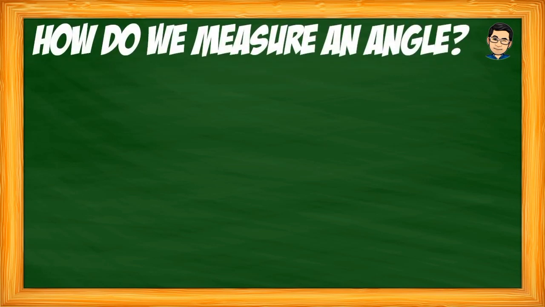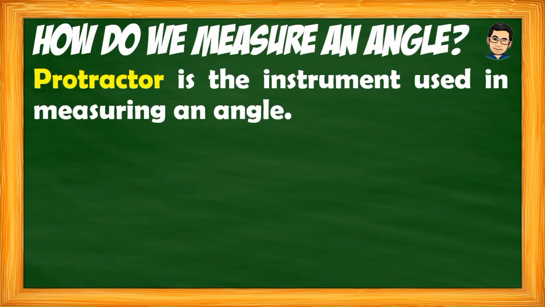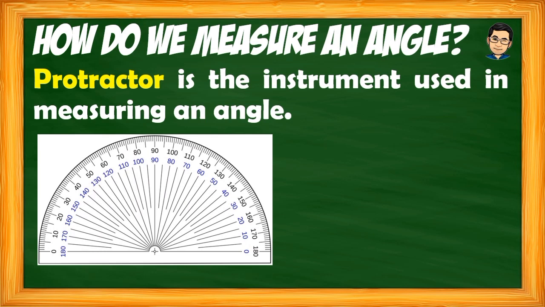So how do we measure an angle? We use protractor as the instrument in measuring an angle. So ito po yung itsura ng protractor. I hope familiar naman kayo sa protractor. Kumbaga yung protractor, kapag pinagdugtong natin yung dalawang protractor, makakabuo tayo ng isang circle. So, paano ba ang paggamit ng protractor?